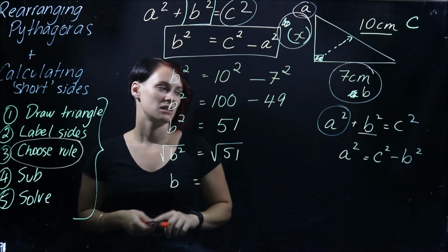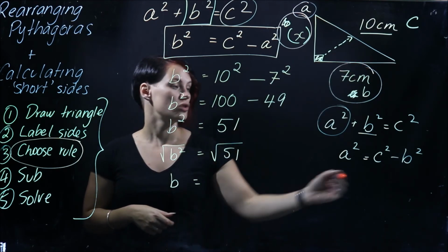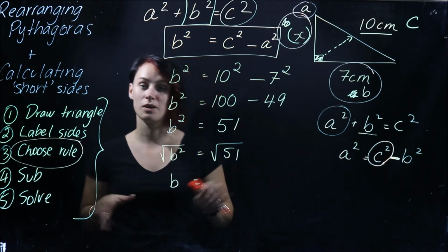The important thing with this is to know that if you are finding a shorter side or a side that is not the hypotenuse, your rule should start with C squared take away. There is no exceptions to that rule.